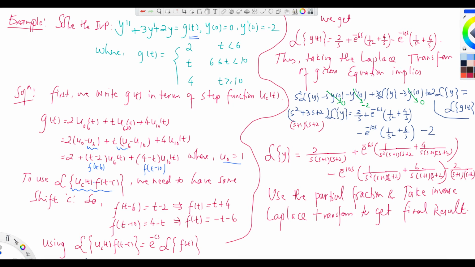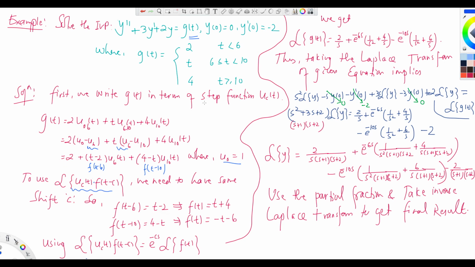If you replace t by t plus 10, you will get f(t) is -t minus 6. The next thing is we will use this Laplace transform: L{u_c(t) f(t - c)} equals e to the negative cs times the Laplace transform of f(t), to find the Laplace transform of the function g. So basically what we'll do is find the Laplace transform of each of these terms.